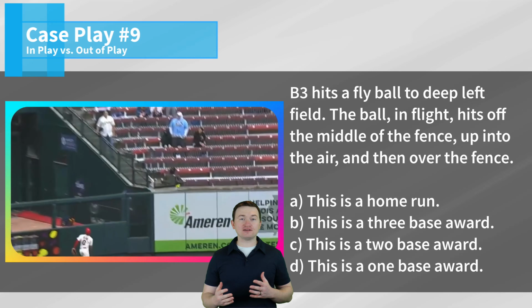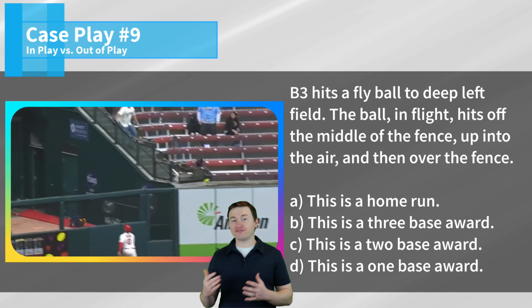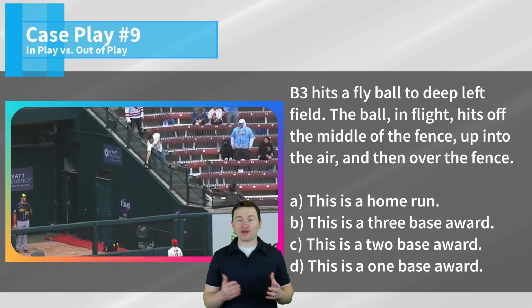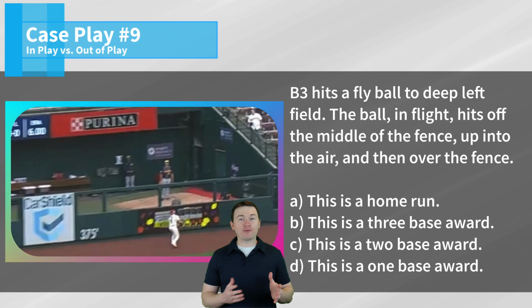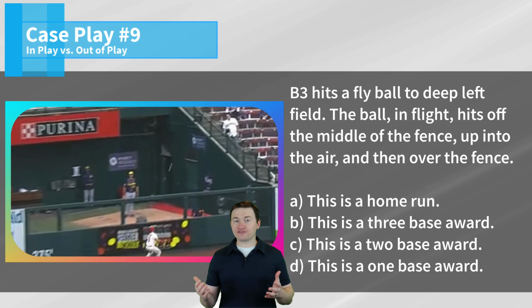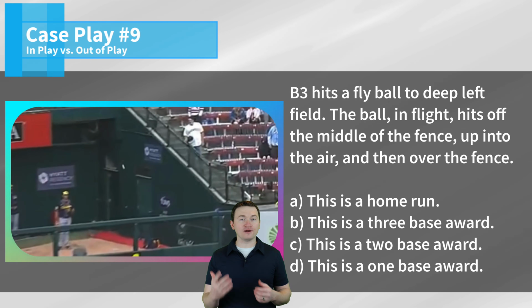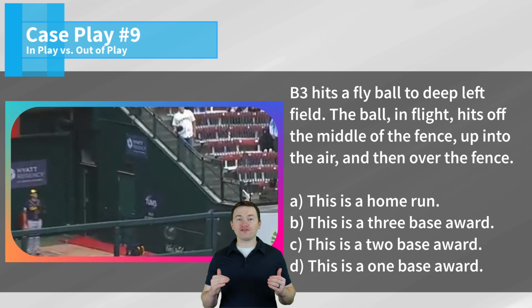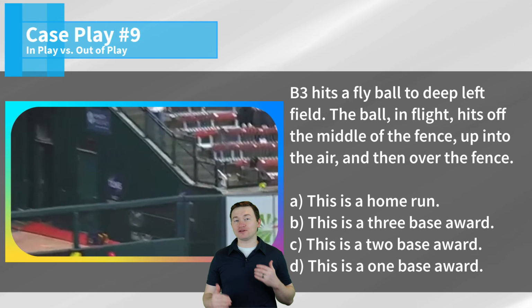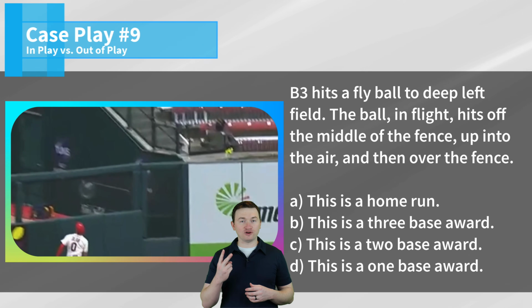The reason it's 2 bases is that the ball was no longer in flight. Once it's made contact with anything other than a fielder, the ball is no longer in flight. So the deflection off of the face of the fence that then somehow sends it upwards and over makes it no longer in flight. So this is a bounding ball that leaves the field of play, which carries a 2-base award.